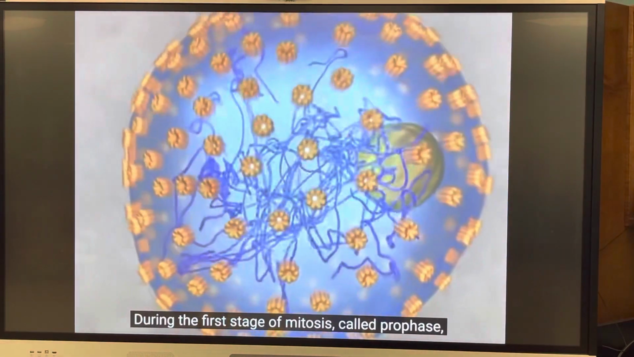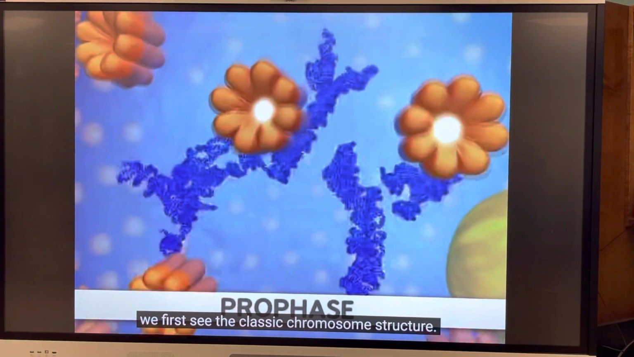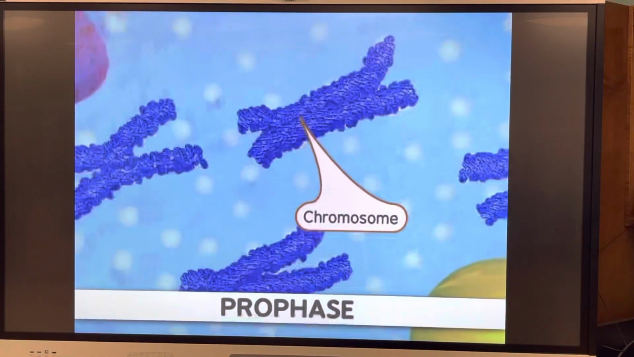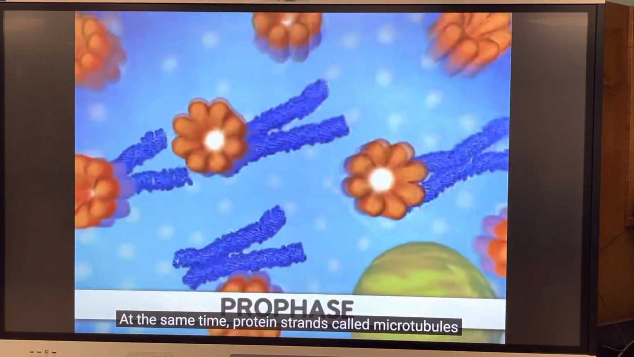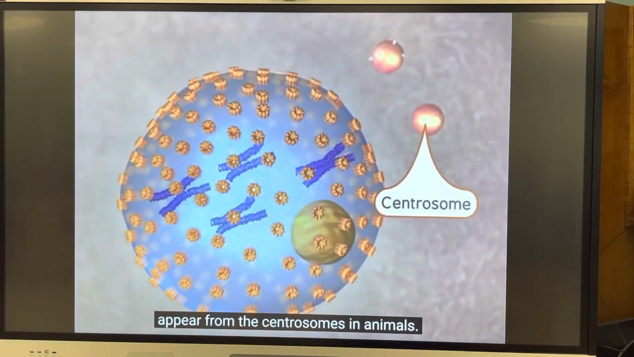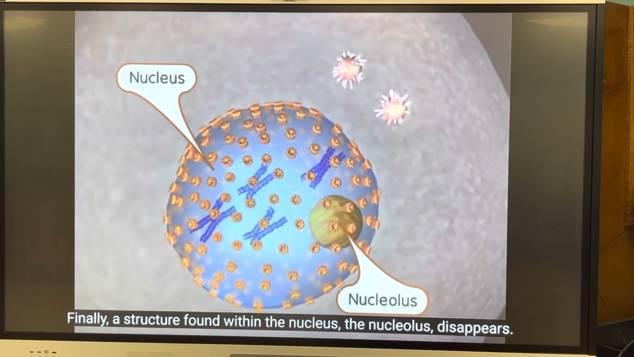During the first stage of mitosis, called prophase, we first see the classic chromosome structure. This occurs through a condensation process. At the same time, protein strands called microtubules appear from the centrosomes in animals. Finally, a structure found within the nucleus, the nucleolus, disappears.